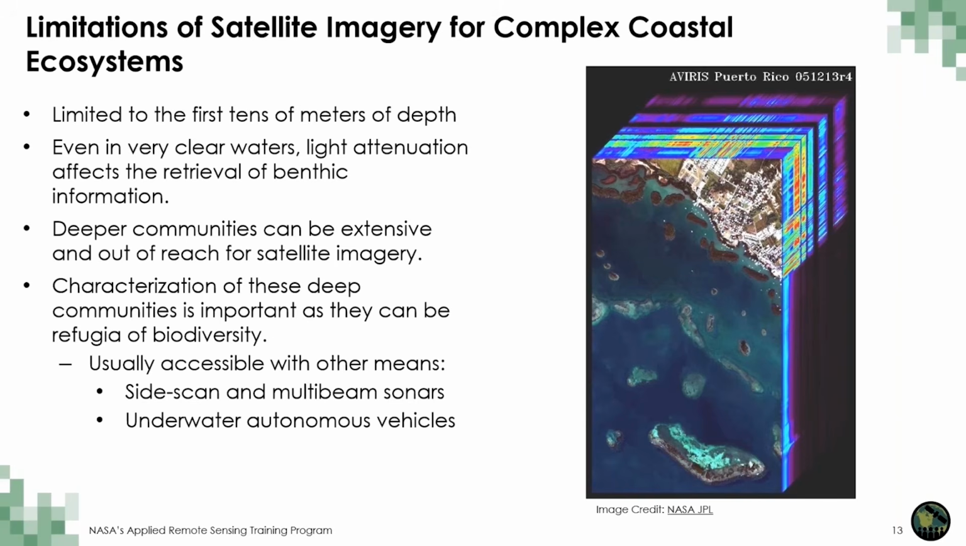Now, different regions of the visible spectrum are rapidly attenuated in the first meters, particularly the red. And the same thing, even more dramatically, happens with the near infrared and UV regions as well. The characterization of deeper communities is usually restricted to alternate means, such as sonars or autonomous underwater vehicles with camera systems, because of the limitations of airborne or satellite-based remote sensing imagery.